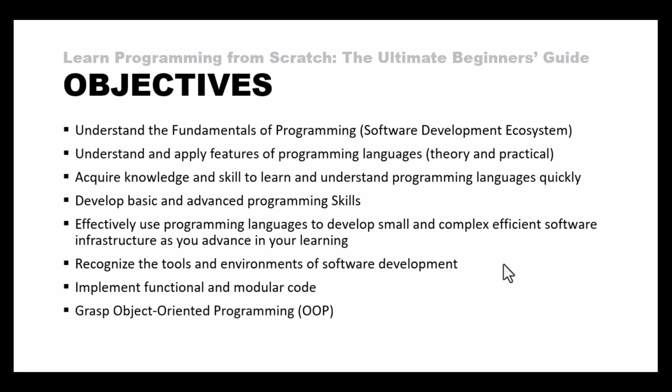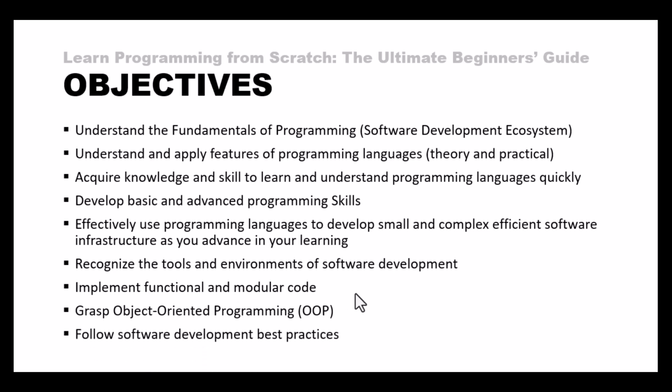The other objective is for you to understand object-oriented programming features. Functional programming and object-oriented programming are two main types of programming methodologies that are used to implement different types of software. So we want you to understand functional programming and to understand object-oriented programming as well.